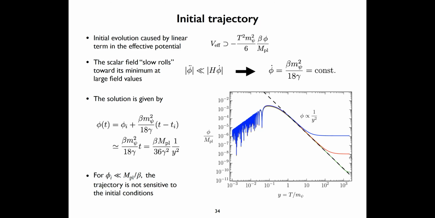And that's also what we see here. There are three different values of the initial field configuration and then the evolution, and they just match onto this trajectory, which goes like 1/y² or T, okay? So we understand that it's not sensitive to the initial conditions.